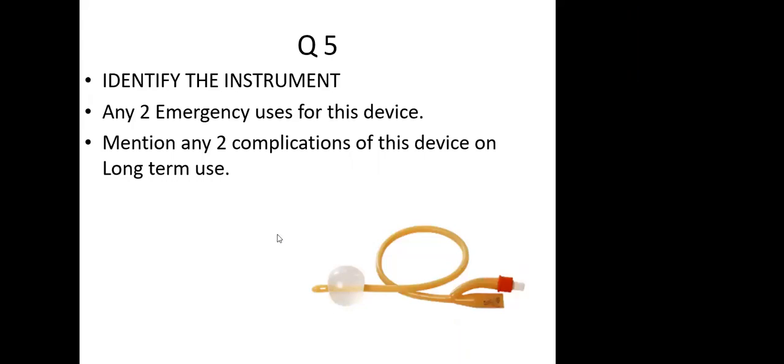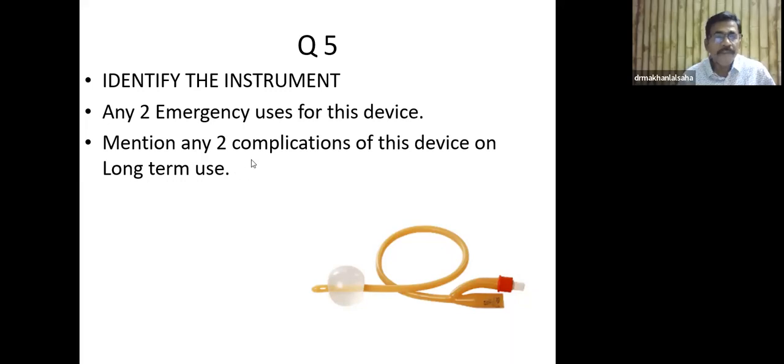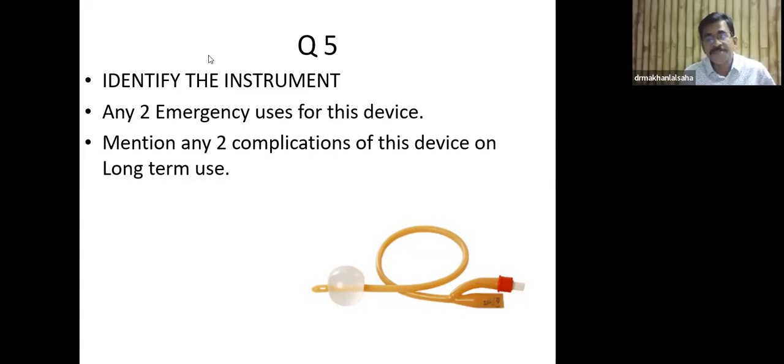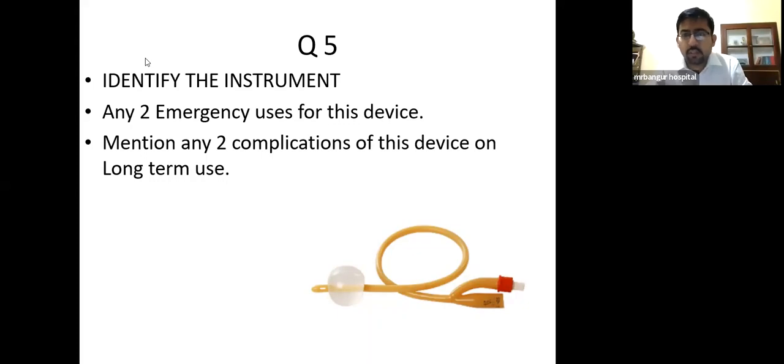Sir, can I take this question, sir? Yes, Milind. Sir, identify the instrument. This is a two-way Foley's catheter. Any two emergency uses for this device? Foley's catheter is not the complete answer. Look at the margin; there you will find the size of the catheter and the balloon capacity. If you can see clearly, you should read it. If it's not clearly seen, you can skip. So it is a 16 French two-way Foley's catheter, sir.